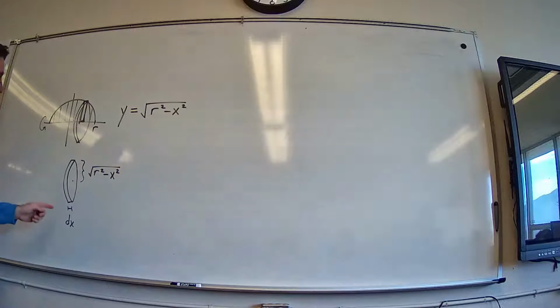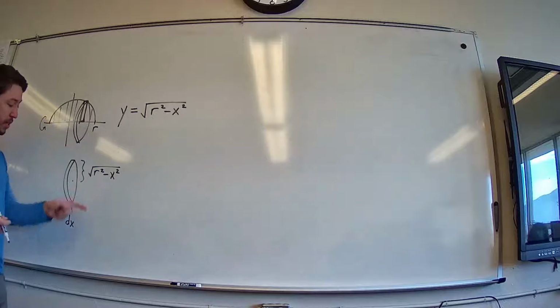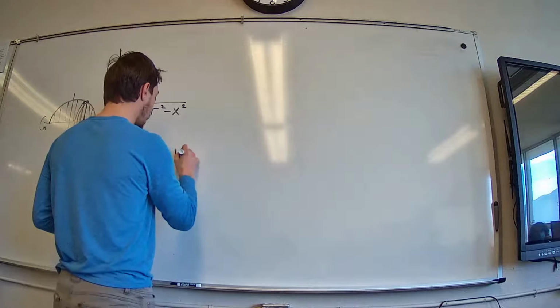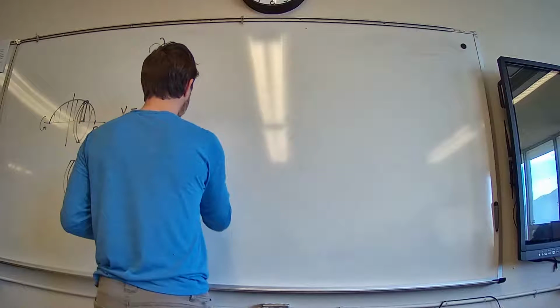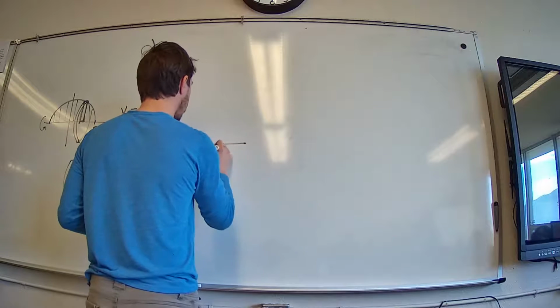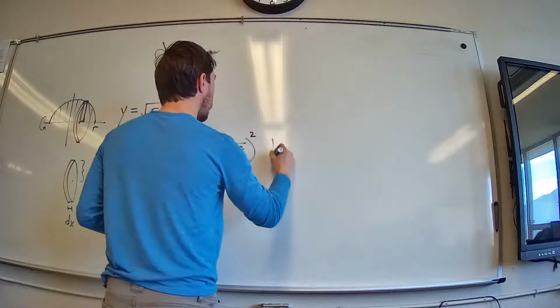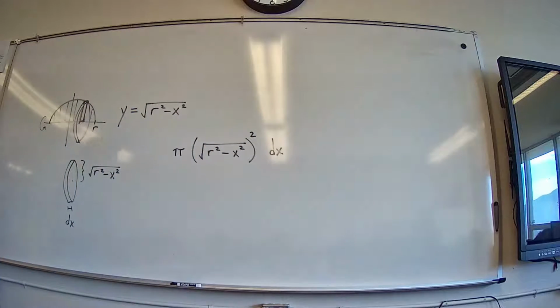Okay, so let's set up the volume. The volume of this would be pi times the radius squared times the thickness dx.